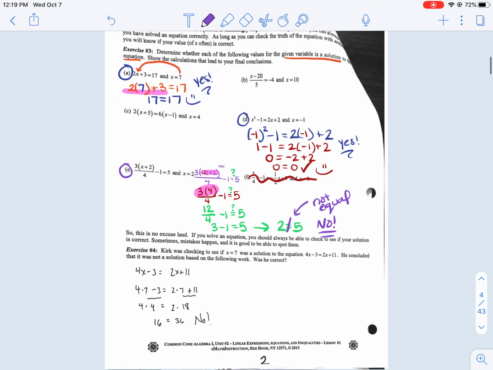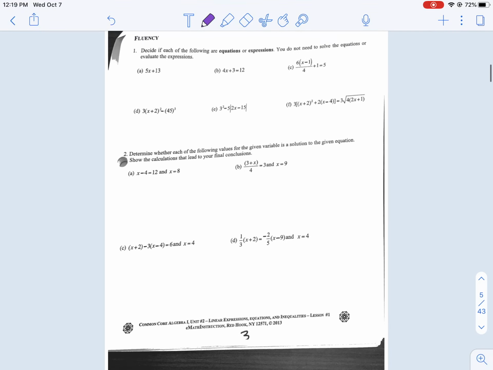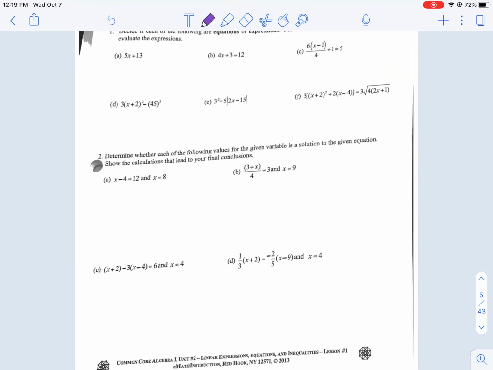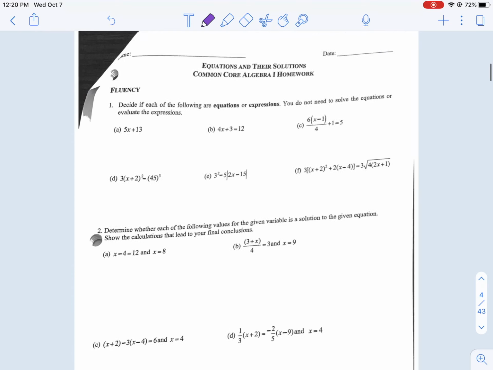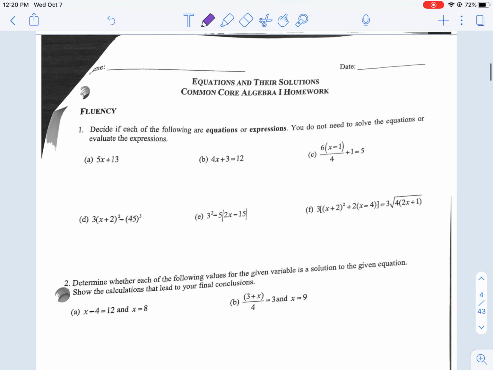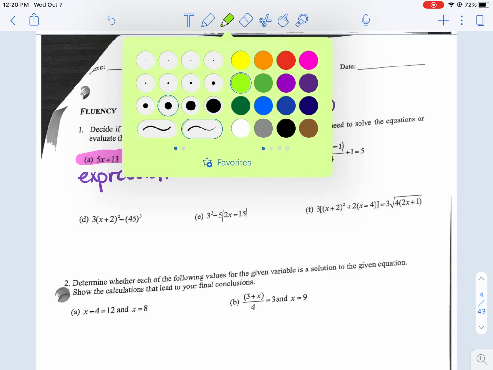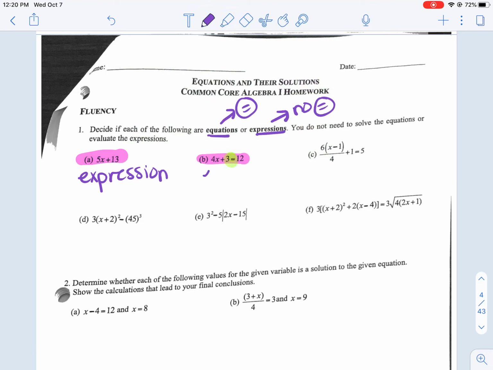So we are going to ask you to do page 3 for homework. I'm going to do maybe 1 or 2 with you to get warmed up. You're going to hand in a picture of this. It says, decide if each of the following are equations or expressions. The key thing is to look for that equal sign. An equation has an equal sign; an expression has no equal sign. If we look at A, I don't see an equal sign, so this has to be an expression. And if I look at B, I do see an equal sign, so this has to be an equation.